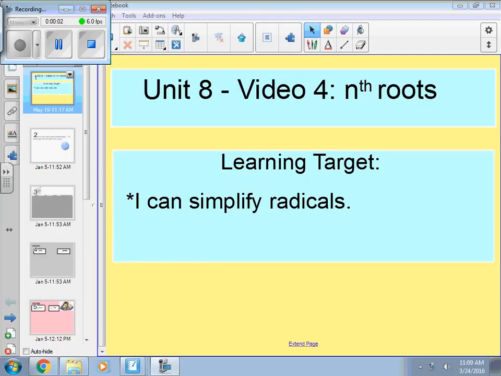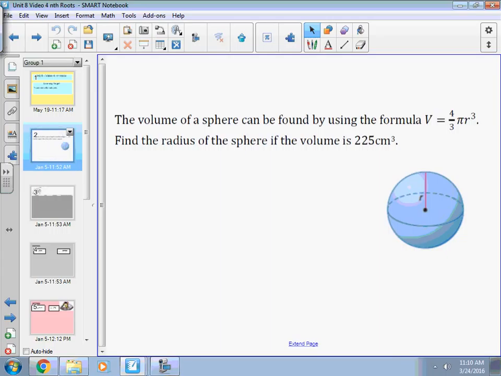We're going to be looking today at any other type of roots. We've looked at square roots, but now we're going to be looking at simplifying other types of roots or radicals. On this first problem, it's a geometry one that you hopefully have seen in the past.